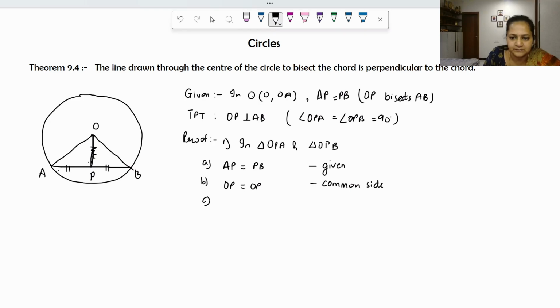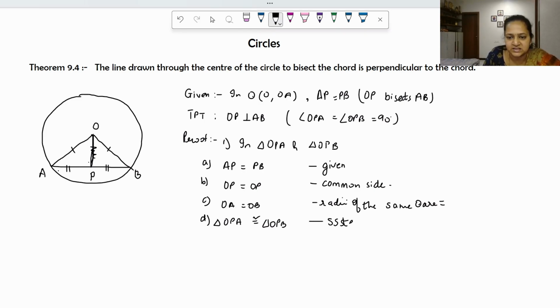Which is the third one? Very good. OA is equal to OB, and why so? Because they are radii of the same circle. Radii of the same circle are equal. So, can we say that triangle OPA is congruent to triangle OPB? By which test? We've taken all the three sides, so we have SSS test, right? We'll write this is true by SSS test. And because these two triangles are congruent, we can say that angle OPA is equal to angle OPB. And what is the reason for it? They are corresponding parts of congruent triangles.